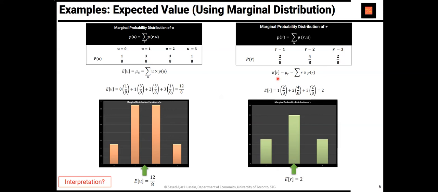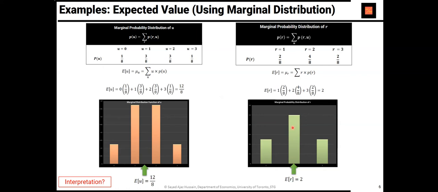So to find the expected length of the longest successive run, take each value of R, 1, 2, 3, multiply by the corresponding probabilities, and you get 2. So if I observe a stock over 3 periods, I would expect the length of the longest successive run to be 2. That's the expectation, right? So you would observe things like UUD, DUU, and so forth.